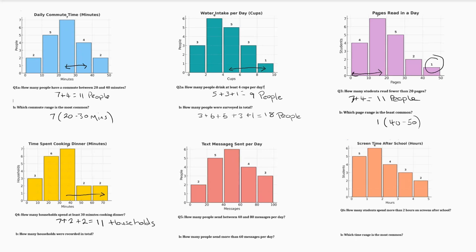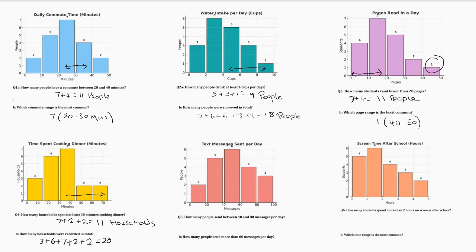How many households were recorded in total? So we now know that's the whole amount, all the households which represent our data. And we have 3 plus 6 plus 7 plus 2 plus 2, which gives us 20. So our survey was of 20 households. I'm not going to talk on the last two because I want you to follow me as I go along.